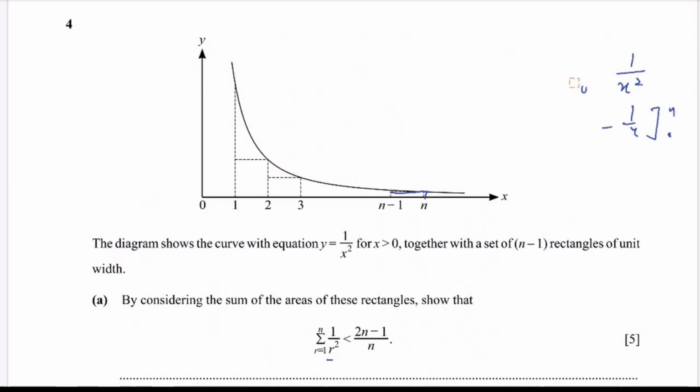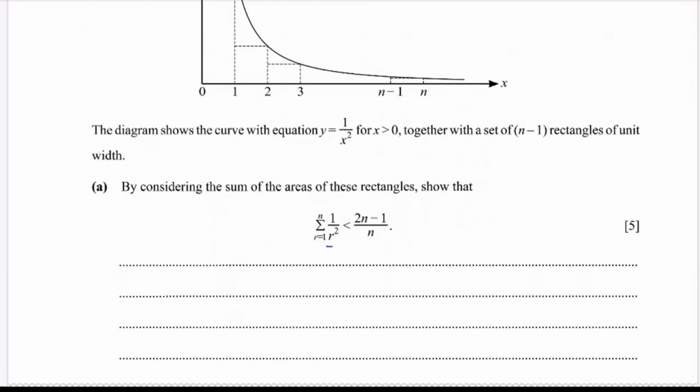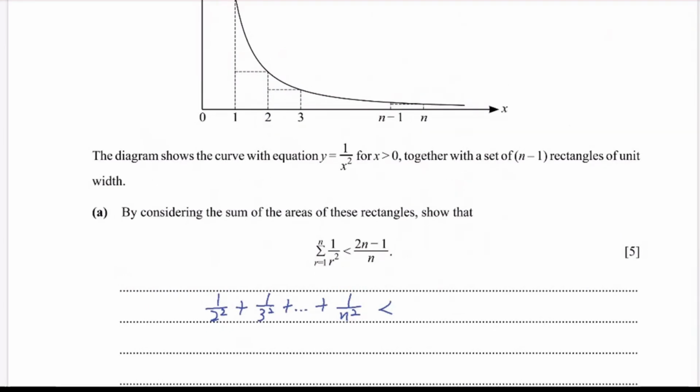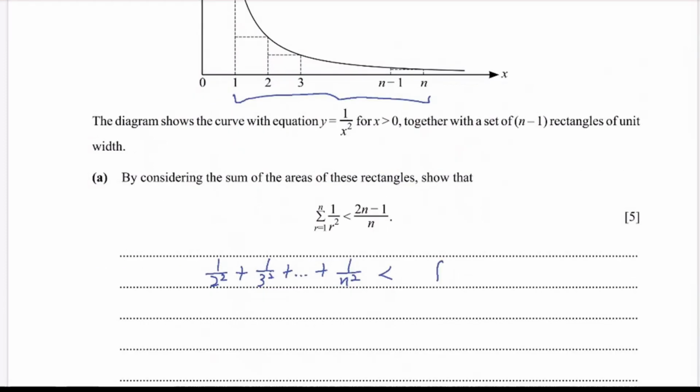So what happened here is that we are only going to compare from the first rectangle that we see here. Let's look at the height here. The height is given by x equals 2. So in this case, the first height is at 2 until the last height here is n, when x is equal to n. So when we compare this directly, we are just comparing from 1 to n only. So we are supposed to integrate from 1 to n of 1 over x squared.